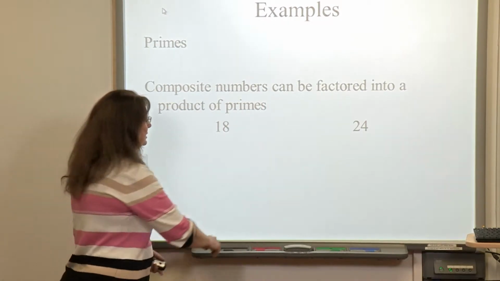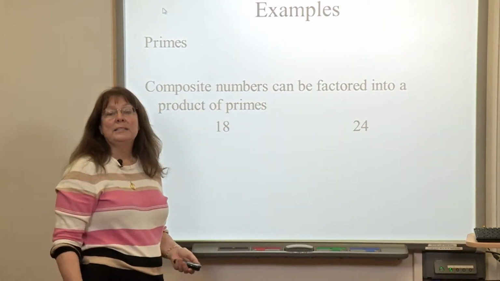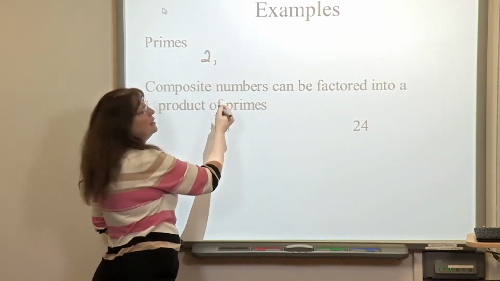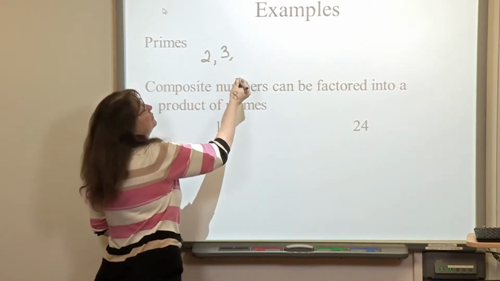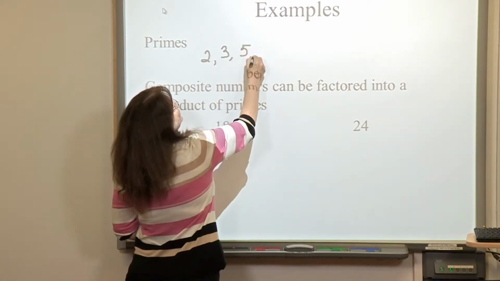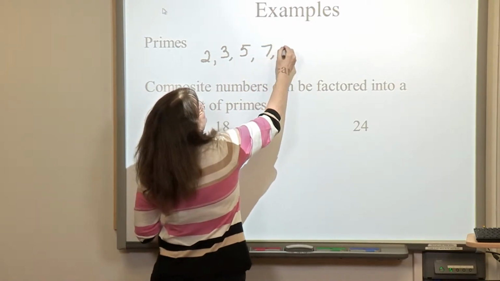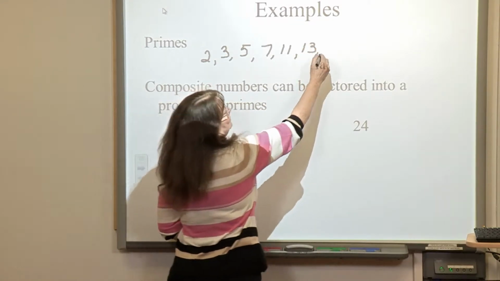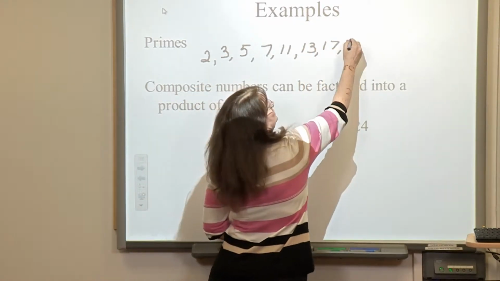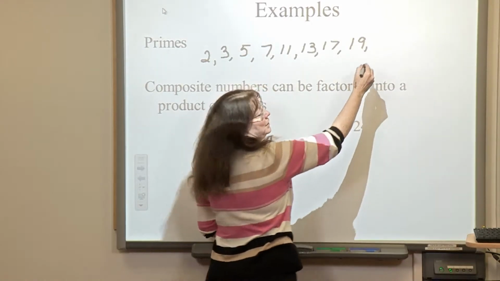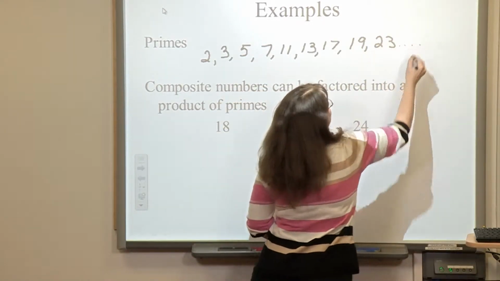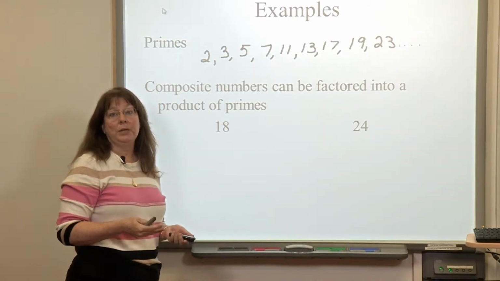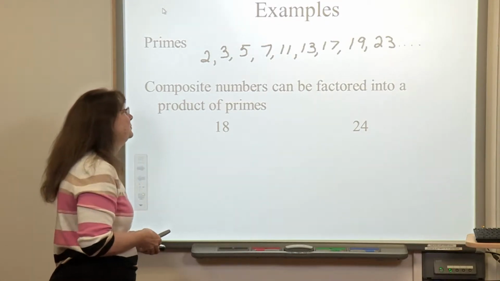So what I want to do first is list some examples of prime numbers. And since 1 isn't prime or composite, we'll start with the number 2. The next prime would be 3, then 5, 7, 11, 13, 17, 19, 23, and so on. This gives you an idea of some of the first primes, the ones that you'll probably be looking at when we do some of the prime factorization.